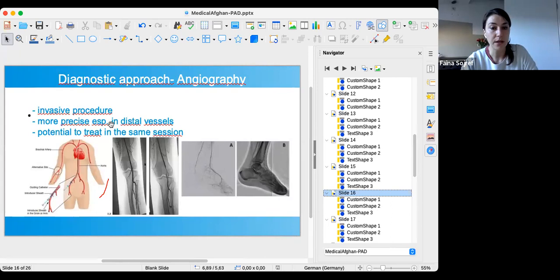If you find a stenosis that's treatable, you can progress to treat it. We will get to that in the treatment part in a minute.